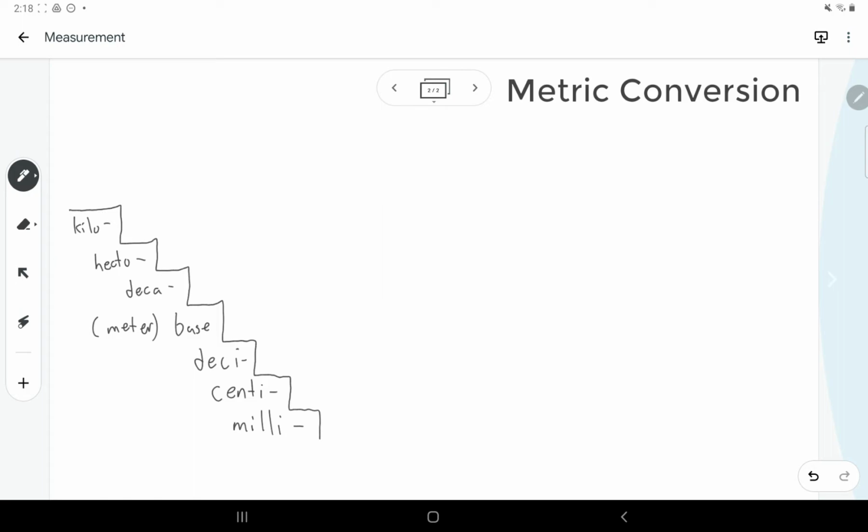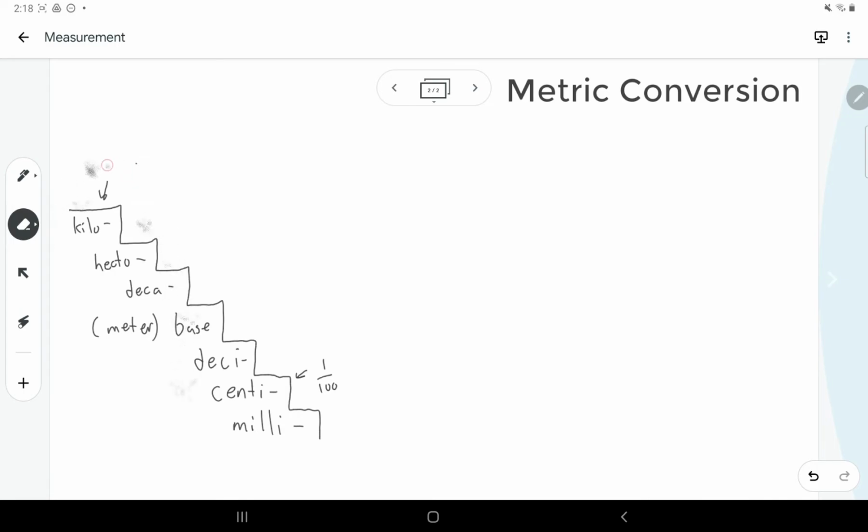Okay? So the cool thing about metric is that each one of these prefixes is a certain power of 10. So what that means is it's a certain number that is divisible by 10 or multiplicable. Like kilo means 1,000. So when I say kilometers, I'm really saying 1,000 meters. Or centi, which means 1/100th. So I really mean, this is 1 of 100 parts of a meter. If I split up a meter into 100 pieces, each piece would be 1 centimeter.